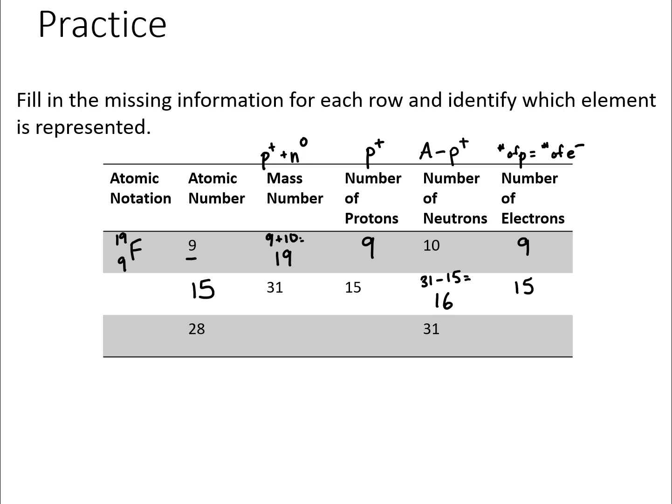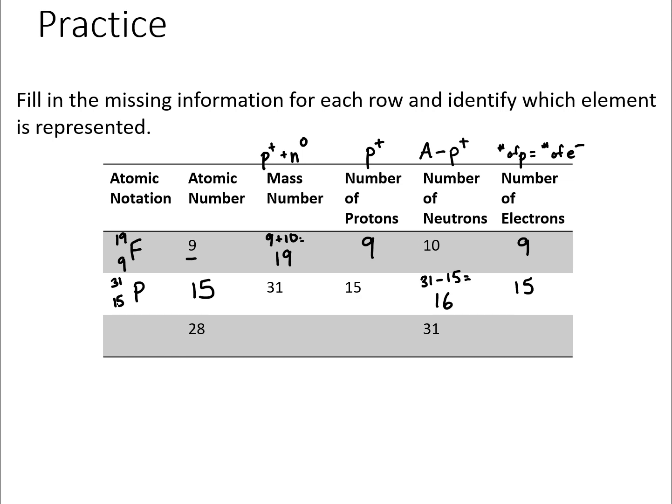So for this one, our atomic number is 15. Which element is that? It's phosphorus. The symbol for that is P. And to write it in atomic notation, you put the 31 up top, the 15 down below. You will need to put elements in proper atomic notation on Mastering Chemistry. So make sure you know which number goes where.